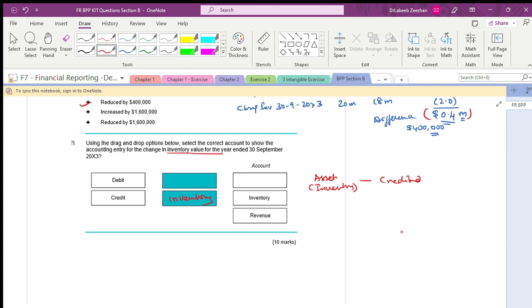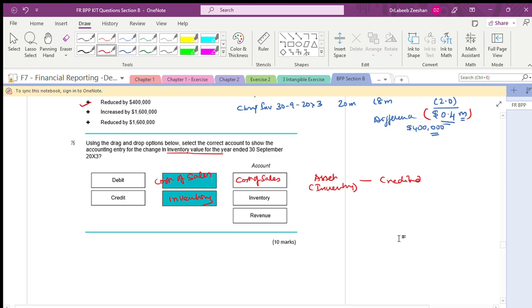Now, the other account has been given as cost of sales. We are taking into consideration the gross profit. Which is the direct account? It will not impact revenue. It will impact cost of sales.